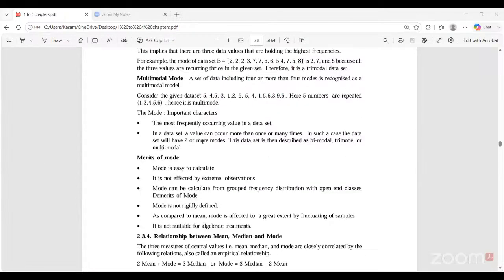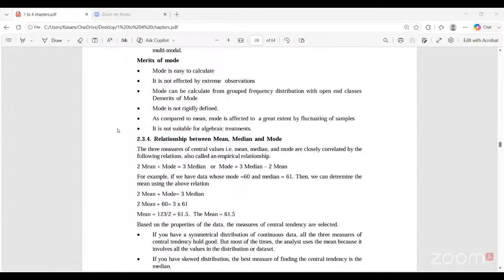The most frequently occurring value in the data set is the mode. If values occur more than once, the data set has two or more modes. This data can be distributed as bimodal, trimodal or multimodal. Merits of the mode: mode is easy to calculate. It is not affected by extreme observations. Mode can be calculated from a grouped frequency distribution of a class. Demerits of mode: mode is not rigidly defined. Compared to mean, mode is affected to a great extent by fluctuations in samples. It is not suitable for algebraic treatments.